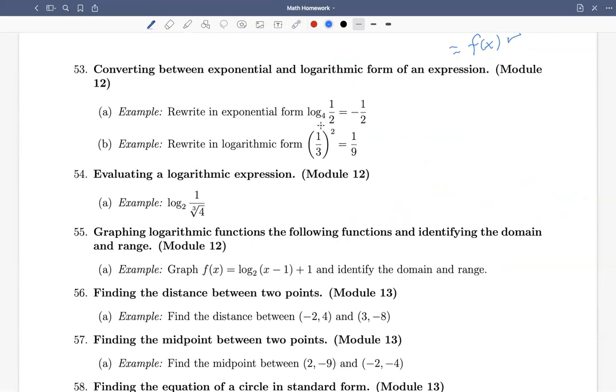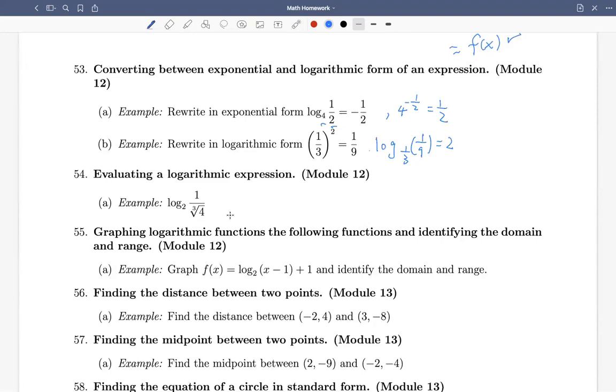So here we have log base 4 of the value 1/2 equals negative 1/2. We want to write it as exponential. The base in the log is the base in the exponential. So 4 raised to the negative 1/2 equals 1/2. And that's it, very simple. And this one we want to write as log. So log base 1/3 of 1 over 9 equals 2.